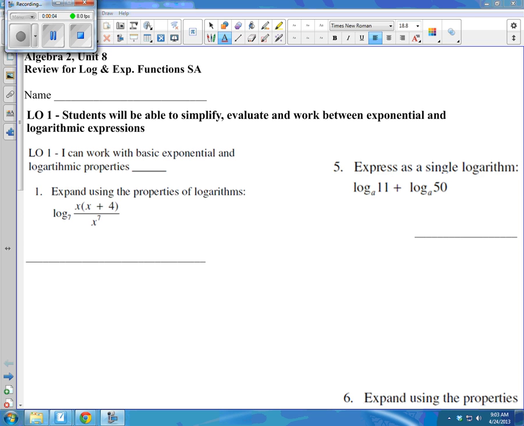All right, this review is going to be done in the 3 different objectives. So I'm actually going to post 3 different videos just in case you don't need a certain one, then you don't have to fast forward. So we're going to start with the first objective on the first page where we will be expanding and condensing.